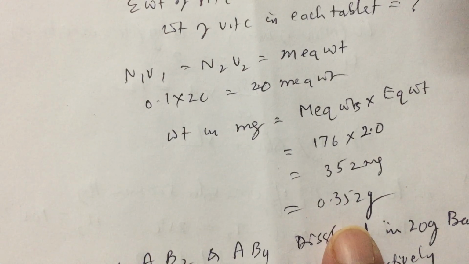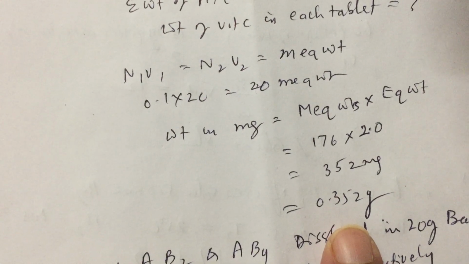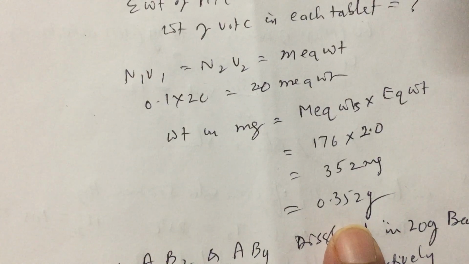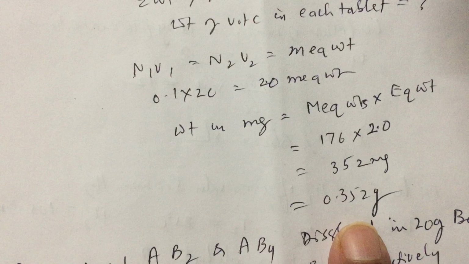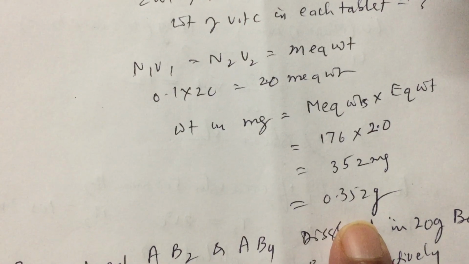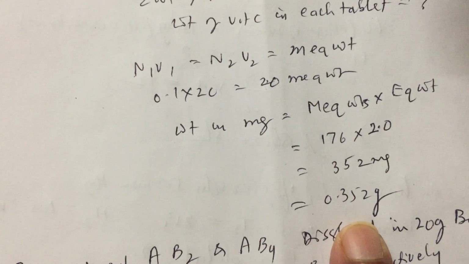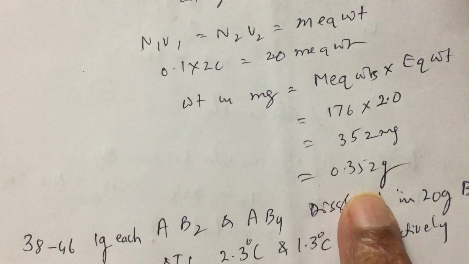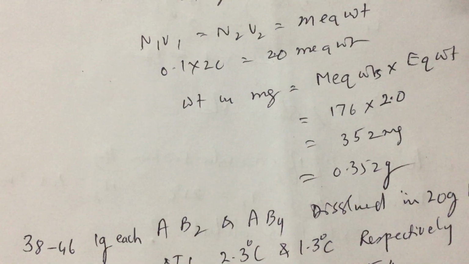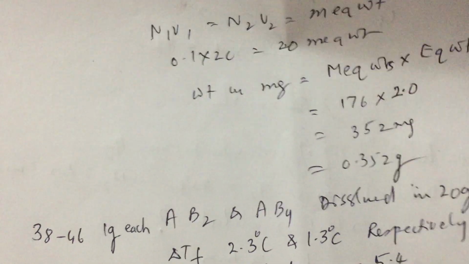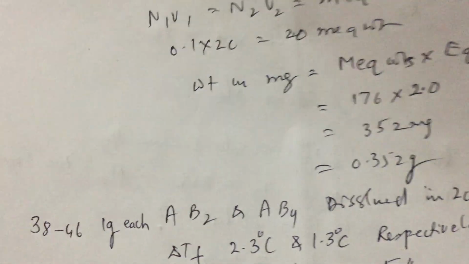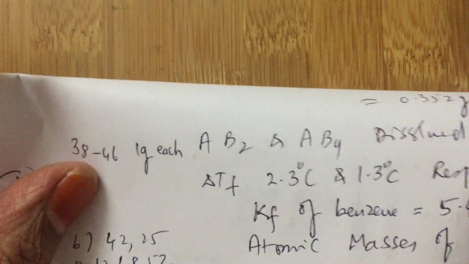Always remember, when any two fellows are reacting, always N1V1 is equal to N2V2. Always normality into volume in milliliters will give you milli equivalents. Milli equivalent multiplied with equivalent weight will give you weight in milligrams. Weight in milligrams divided by 1000 will give grams. Let us go to the next problem.